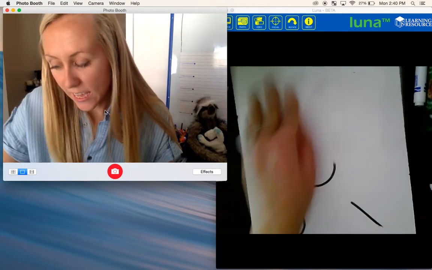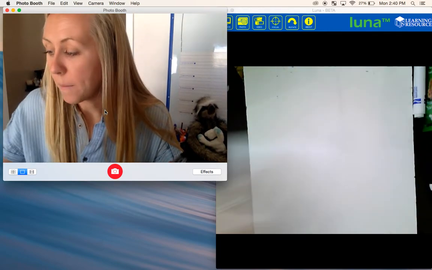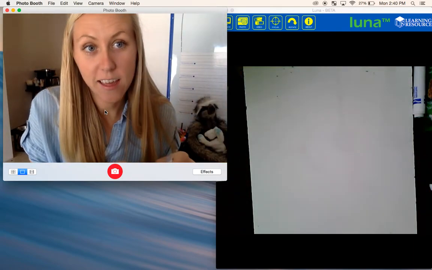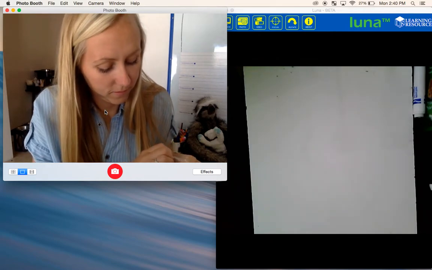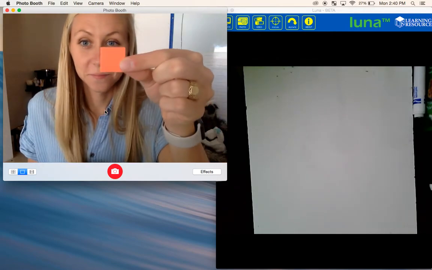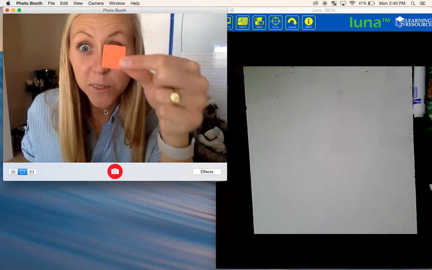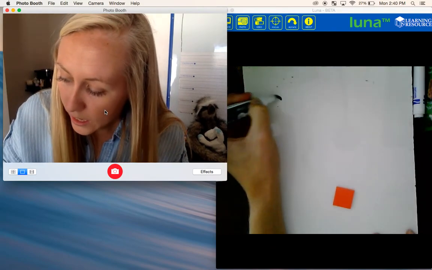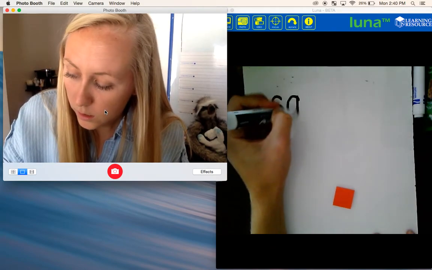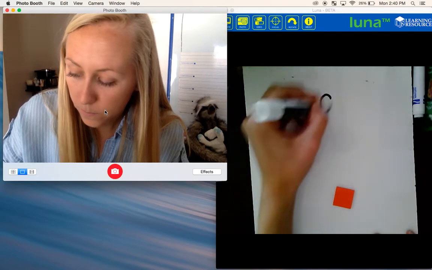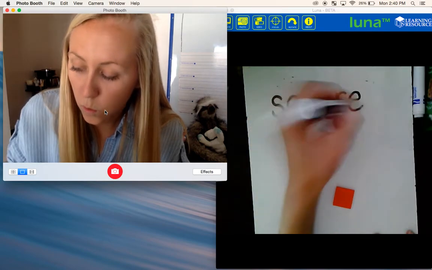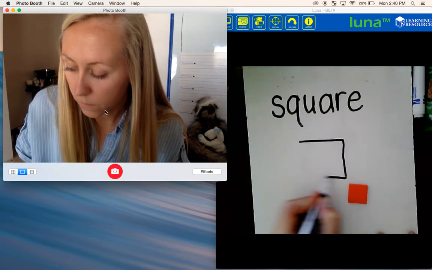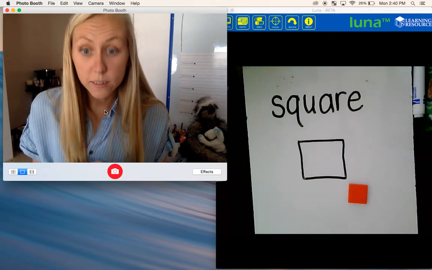Now, today, you are going to be learning about the shape that looks like this. That's right, it's a square. Now, I'm going to write the word square on my board, and I'm going to teach you a few new words to help you describe a square.